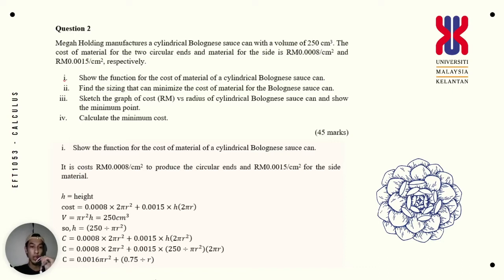So for the function C equal to 0.008 times 2πr² plus 0.0015 times h times 2πr². And then we need to substitute the h and we will get C equal to 0.0016πr² plus 0.75 divided by r. So that is the function for the first question.